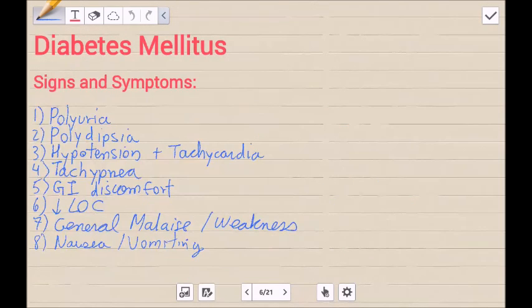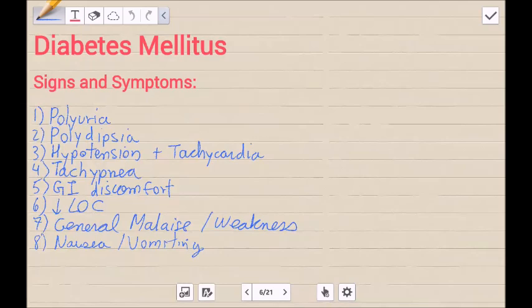Some of the signs and symptoms of diabetes include polyuria, so patients will tend to urinate more. This is usually because the high amount of sugar inside the blood causes an increase in osmolality inside the capillaries. What ends up happening is the body usually tends to reabsorb glucose by the kidneys, because glucose is a very important source of energy for the body. However, once it reaches a threshold, once it hits a limit, the body cannot reabsorb anymore.